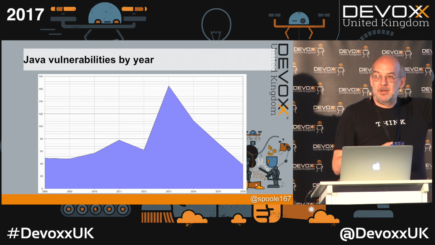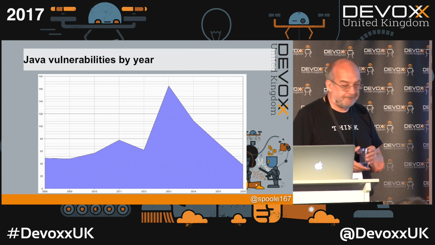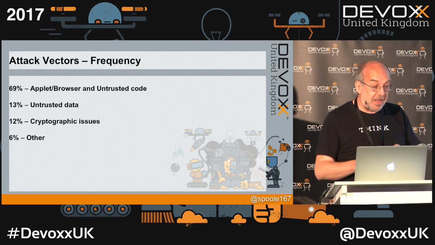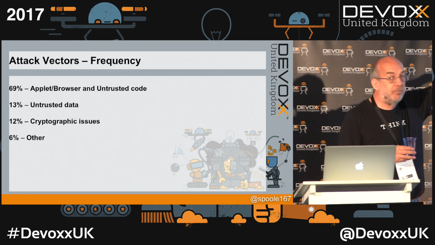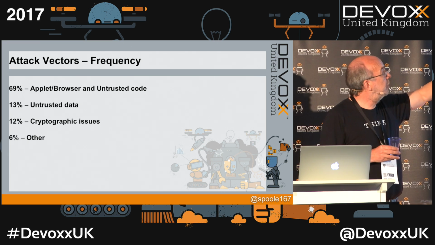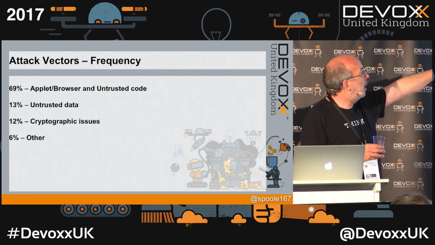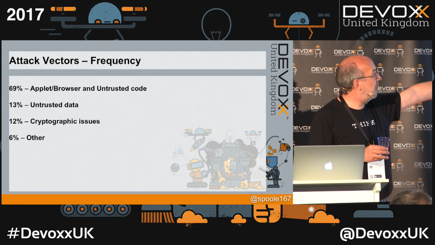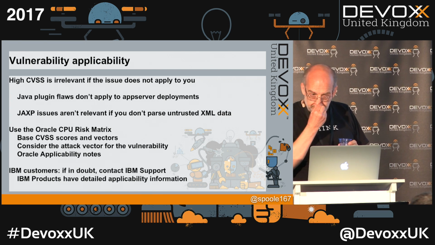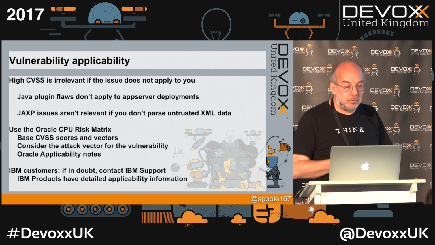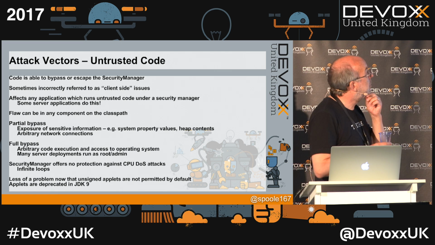2013. I can't do the Latin thing, but really bad, and then it got better. Okay. So the stats of those things are, yes, a lot are in the applet and browser space, and also untrusted, and we'll talk about that in a second. Untrusted code, untrusted data, cryptographic, and a few others. So there's still stuff lurking around. Let's just move on. So let's talk about how they get in.